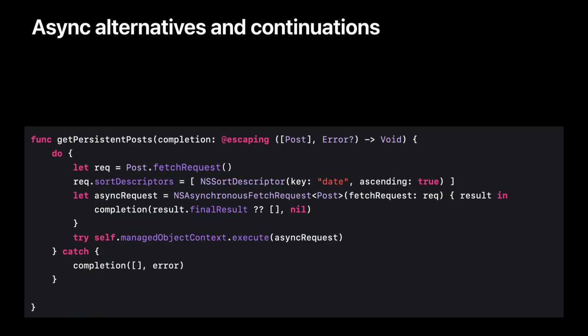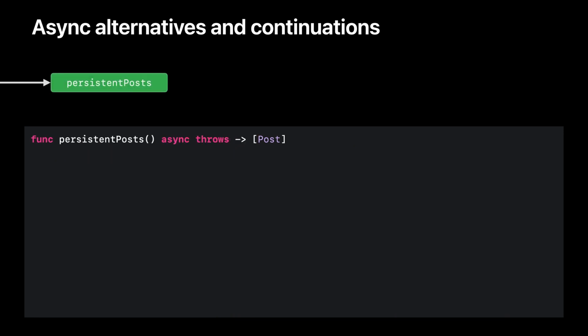In our app, we use this getPersistentPosts function to retrieve any posts we persisted to our core data store. This function is called in a lot more places in our app than the async thumbnail function was, so it would be a really big change to just use async everywhere. And since we're using NSAsynchronousFetchRequest, it seems like this function is a perfect candidate for an async alternative. First, we make an async function and convert the return value. Since this function can yield an error, we mark this function throws as well.